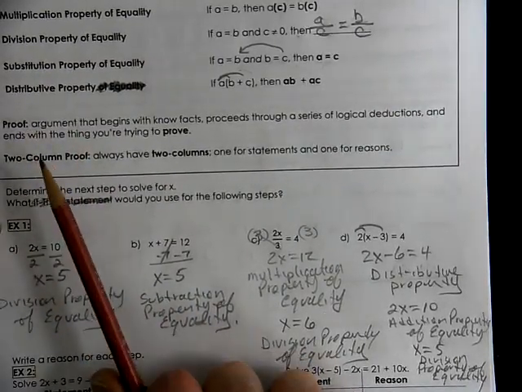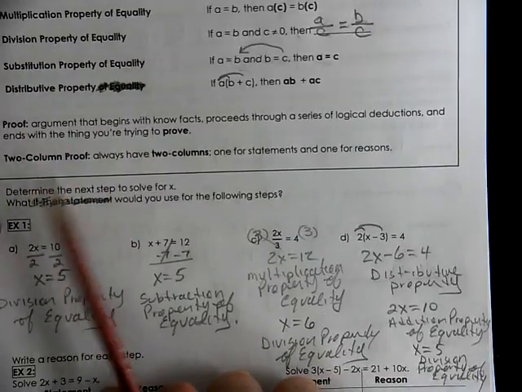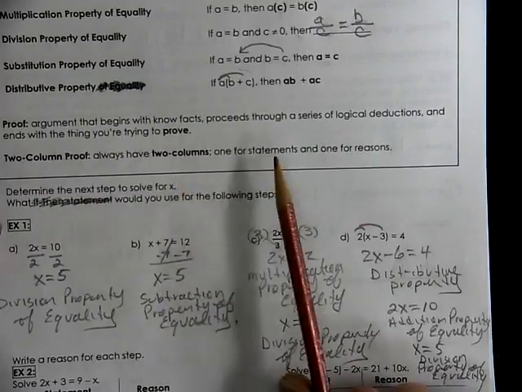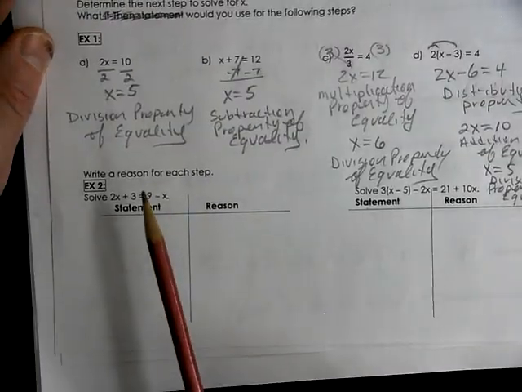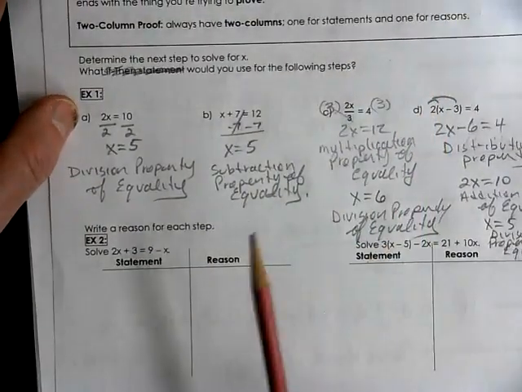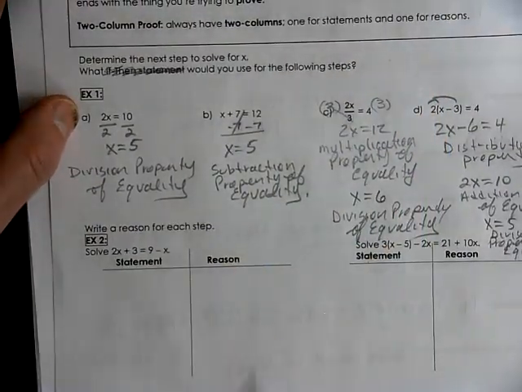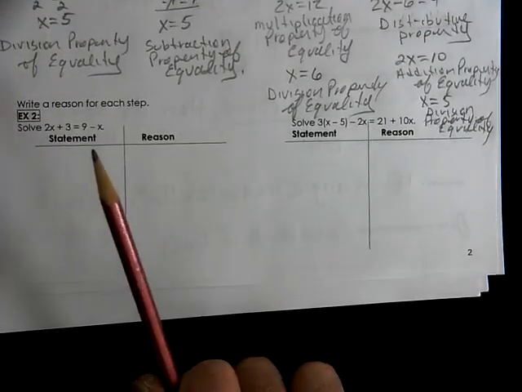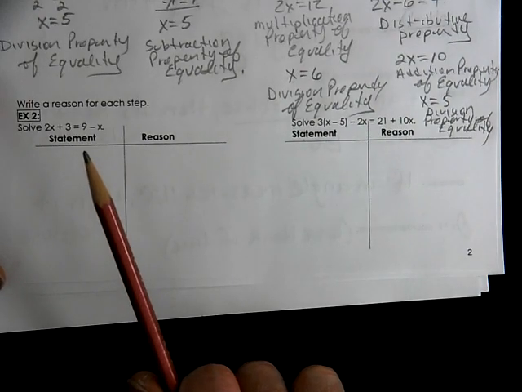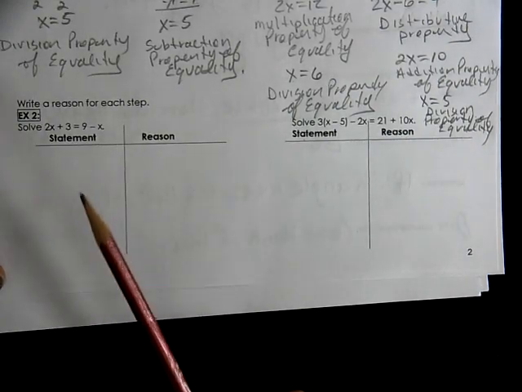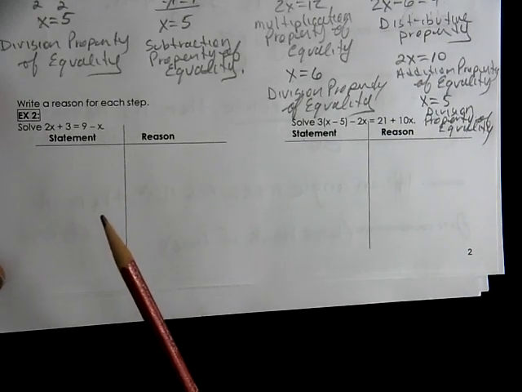We're going to do our proof using a 2-column format. 2-column proof. You always have 2 columns, 1 column for the statement, and 1 column for the reason. There are actually proofs called flow proofs. Your book has flow proofs in it. Your book has paragraph proofs in it. But we'll always use 2-column proofs when doing our assignments.